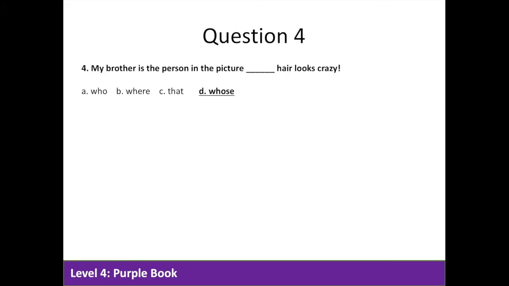Question 4. My brother is the person in the picture. Blank hair looks crazy. Here we have someone's hair. We're talking about possession. So we need the relative pronoun whose, D. Question 5. Tacos are a kind of food from Mexico. Blank I really love. Again, here we're talking about food or things, the tacos. So A, the relative pronoun that, is the correct answer.